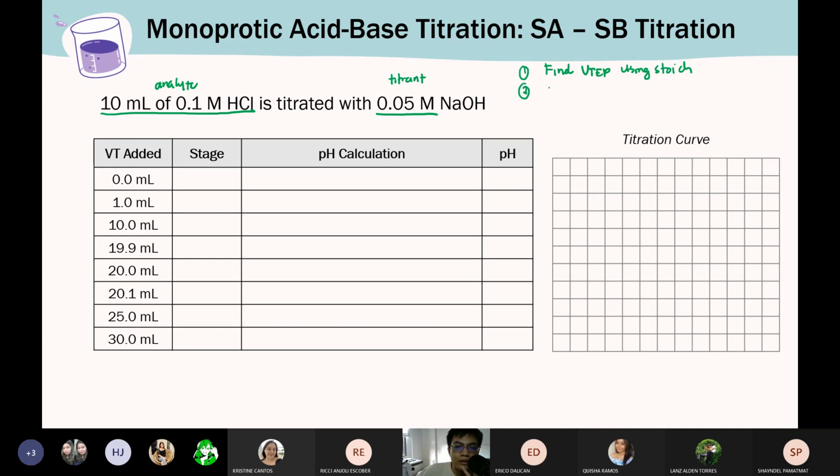Tapos, pangalawa, identify stages. Okay, so identify mo ng stage yan. And then, solve for the concentration, then pH, for either H plus or OH, then pH. Okay, so those are the steps.